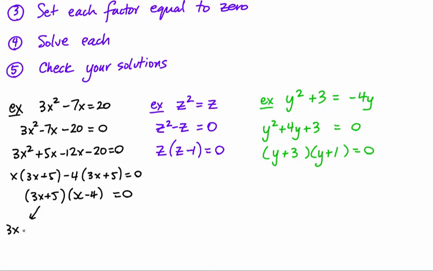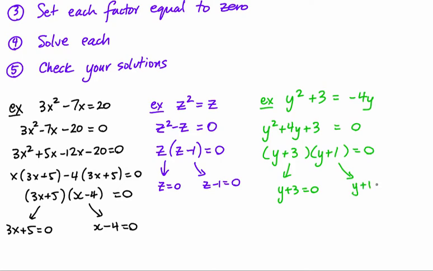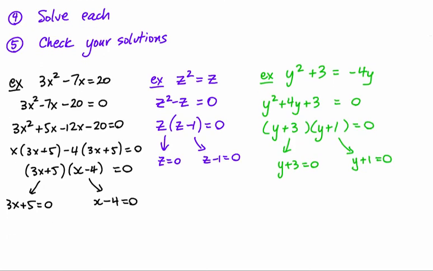So this 3x plus 5 could be equal to 0. This x minus 4 could be equal to 0. In the next one, here's a factor. That's z could be equal to 0. And another one of z minus 1 could be equal to 0, and here I have y plus 3 could be equal to 0, and y plus 1 could be equal to 0. And now I move on to step 4, which is to solve each of these.